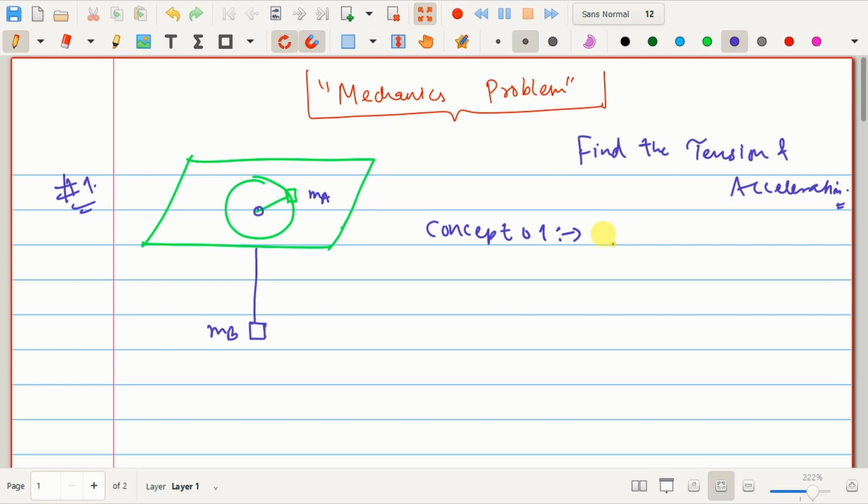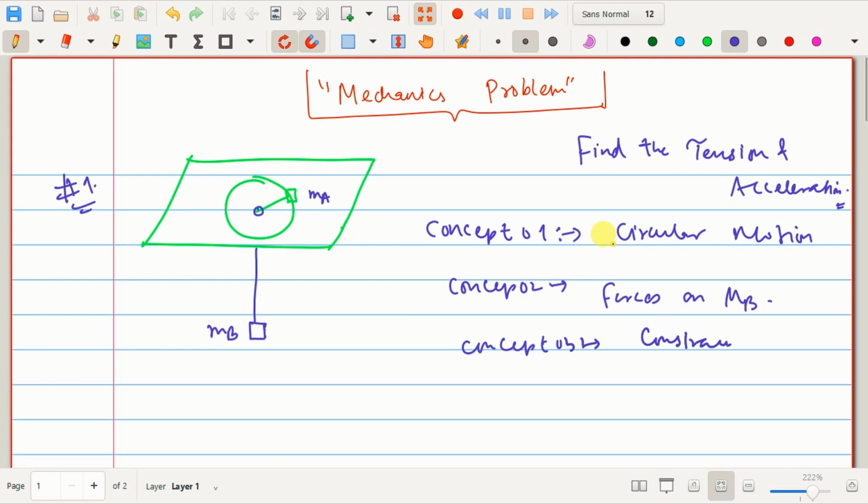Since MA is moving in a circular motion, first we have to apply the circular motion concept. Now concept number 2, we will look at MB. What are the forces acting on MB? Forces on mass B. Then concept number 3, we are going to use the constraint relation. Why constraint relation? Because you can see in the arrangement, MA and MB are tied with a string. It means that they are constrained to move in such a way. Therefore we are going to apply concept number 3, and with these concepts we are going to solve this problem, and let us see how we can do it.